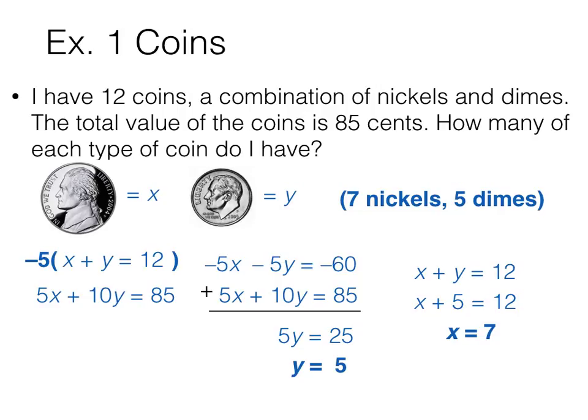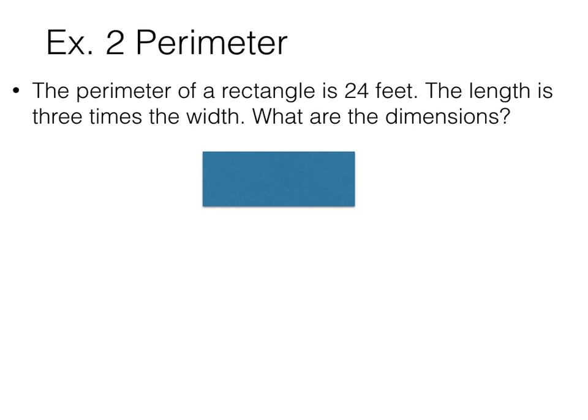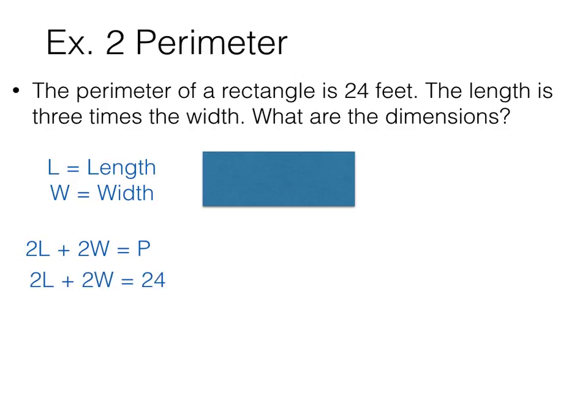Another type is rectangles and perimeters. The perimeter of a rectangle is 24 feet. The length, L, is 3 times the width, W. Now the formula for perimeter is 2L plus 2W equals P. I'm told that the perimeter is 24. I'm also told that the length is 3 times the width.